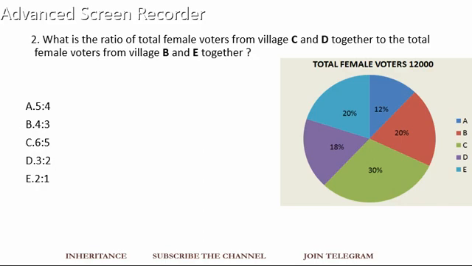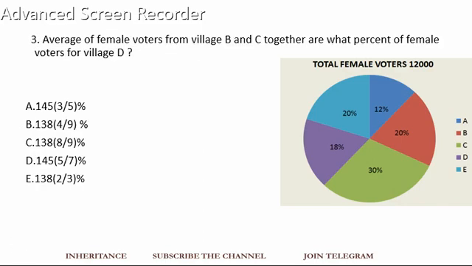So let's go to the next question. Average of female voters from village B and C together are what percent of female voters from village D? B is 20%, C is 30%, which is 50% together, and the average would be 25%. In village D there are 18% female voters. So 25 is how much of 18? We have to calculate it.